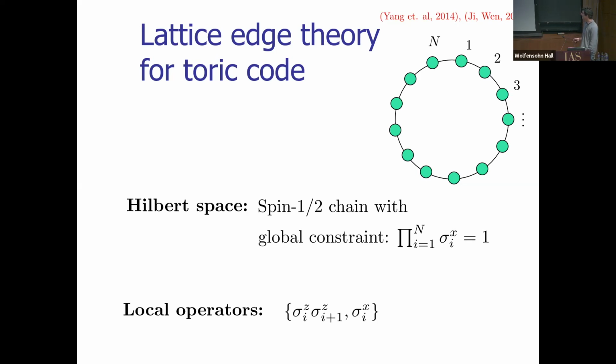And then what are the local operators? Well, the local operators are all the usual local operators that commute with this constraint. So sigma x is a nice local operator. Another one is sigma z, and all the local operators in our edge theory can be built out of these basic operators. Okay, so this is our lattice edge theory, in some sense, maybe the simplest one.